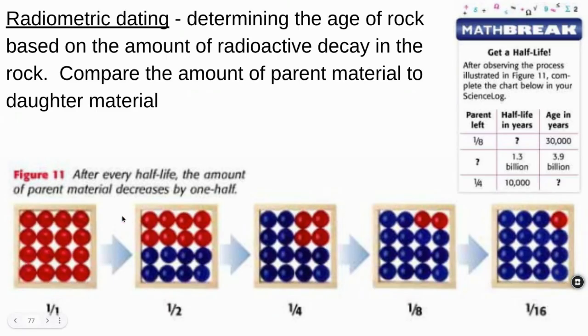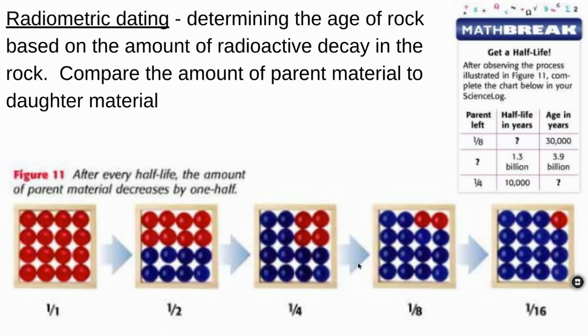So here is a brand new rock, right over here, brand new. Okay, it was created, just newly formed igneous rock, let's say. It is right now 100% parent material. You can see 16 out of 16 of it, or 100%, is parent material. Now, after one half-life, it has gone through 50% shift over here to daughter material. So it's 1/2 parent material, 1/2 daughter material.